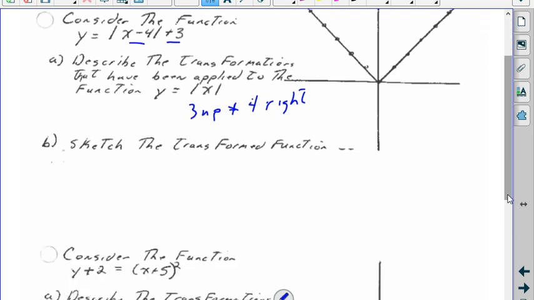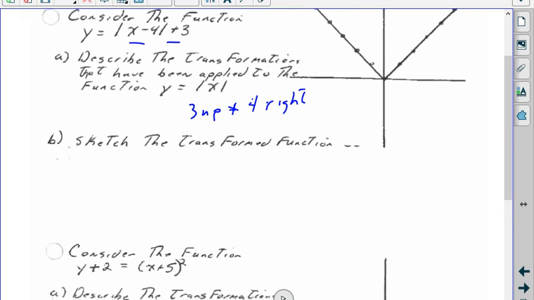Now we want to plot this. So actually, I'm just going to get some points off my graph. We have the points (0, 0), (2, 2), (-2, 2), (4, 4), and (-4, 4). Those are points that I pulled off the original function.